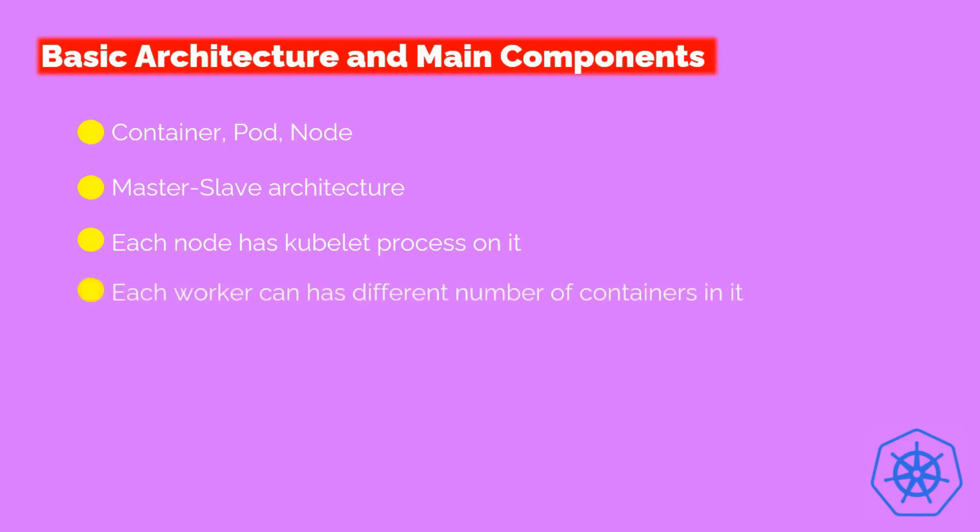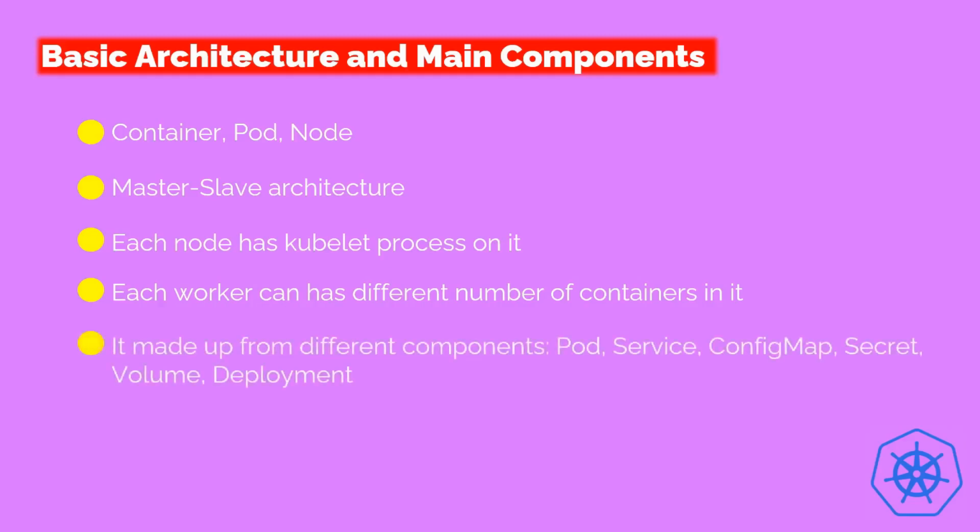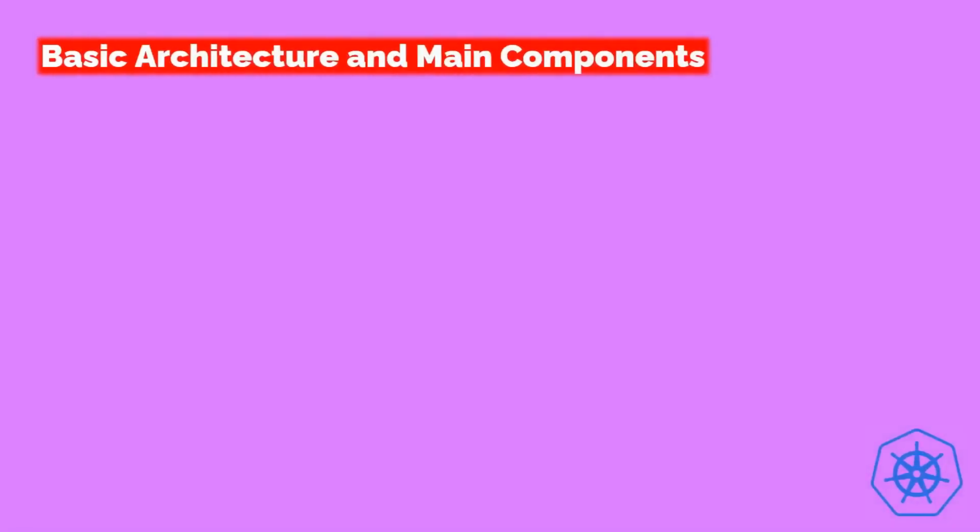Each worker has a different number of containers depending on how you distribute workload between them and how many resources each worker has. A cluster has different components in it, but the common components are pod, service, config map, secret, volume, and deployment. So now let's see what each of these components do.